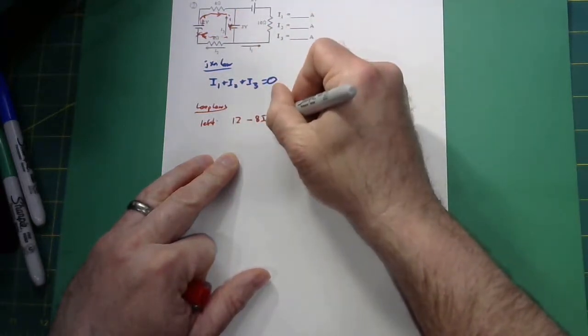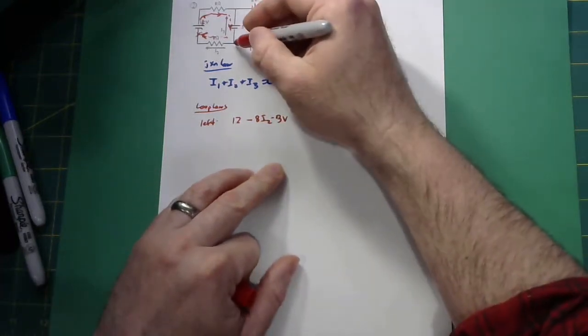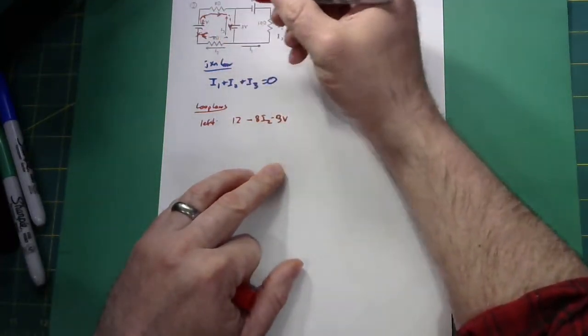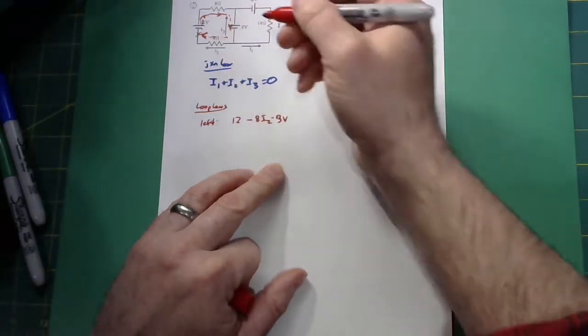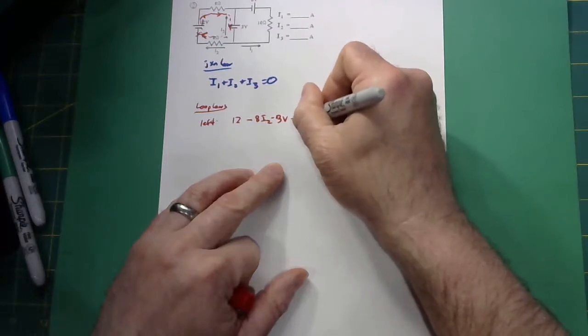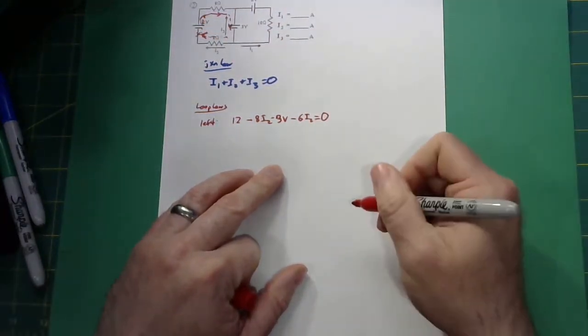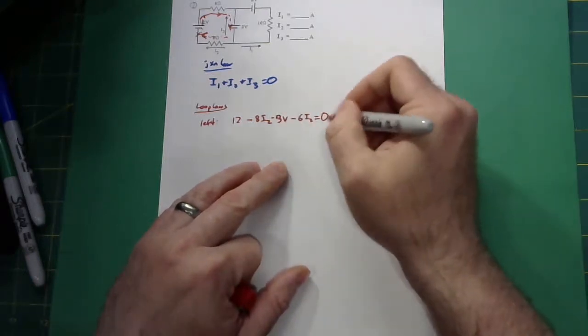We're going to go down 3 volts. And then we're going to go with the current through the 8 ohm resistor, 6 ohm resistor, I should say. And so we're going to go down 6 I2. And that gets me back to my starting point for my loop reading the circuit. So I should be back at the same potential I started at.